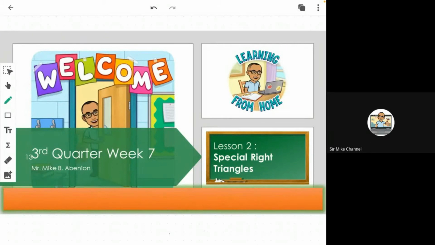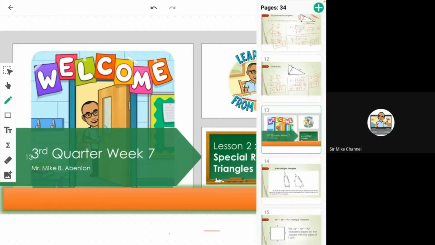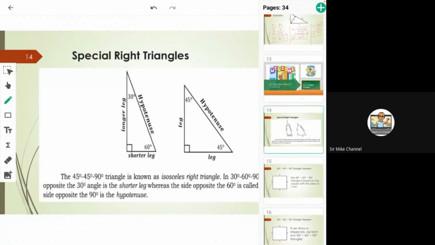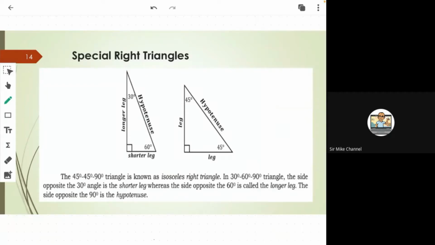Lesson number 2 is about the special right triangle. Okay, special right triangle. Okay, and then number 1 natin ito. So special right triangle, so the 45, 45, 90 degrees, also known as the isosceles right triangle.